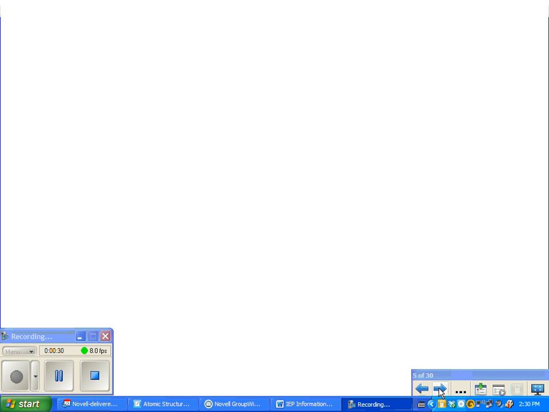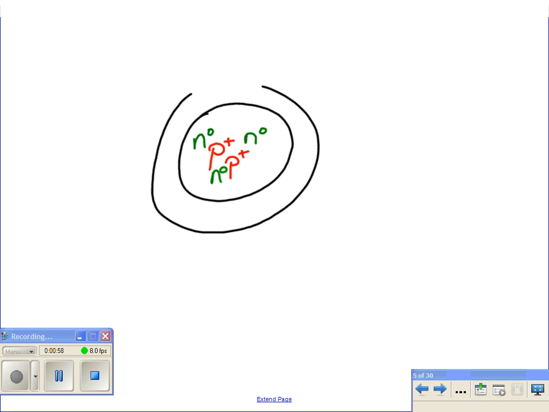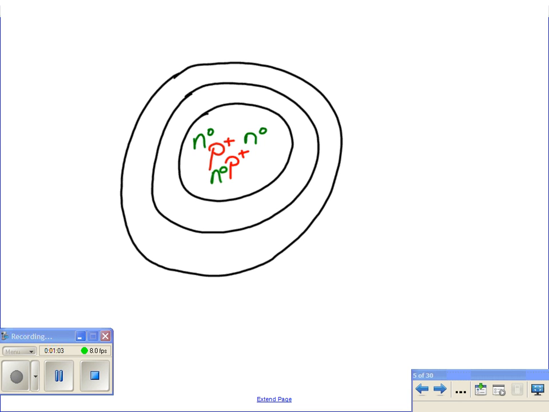We need to know the location of these particles. So our positively charged protons are in the nucleus of the atom, as well as our neutral neutrons. Then our negative electrons are found in the energy levels or the electron cloud.